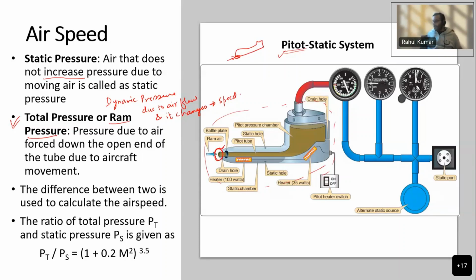Now, to calculate the airspeed, we need dynamic pressure. For calculating the airspeed, the main thing that we need is the dynamic pressure.